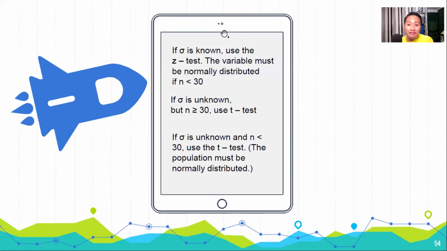So these are your qualifiers, when to use z-test and when to use t-test, okay? You're going to be using z-test, guys, if your population standard deviation is known or given, regardless of your sample size. If your sample size is less than 30 or greater than 30, as long as your population standard deviation is given, you're going to use z-test. Now, if your population standard deviation is unknown or is not given in the problem, then you should be using t-test, regardless if your n is greater than or equal to 30 or less than 30. So long as the population standard deviation is not given, you are going to use t-test.